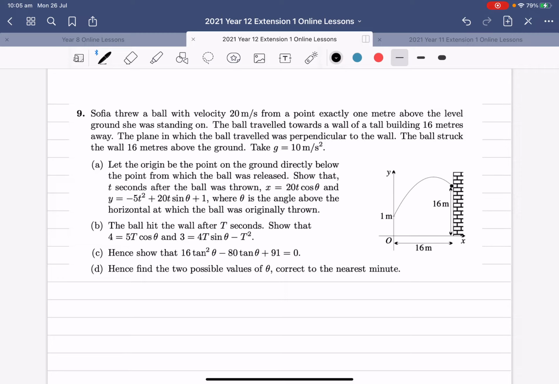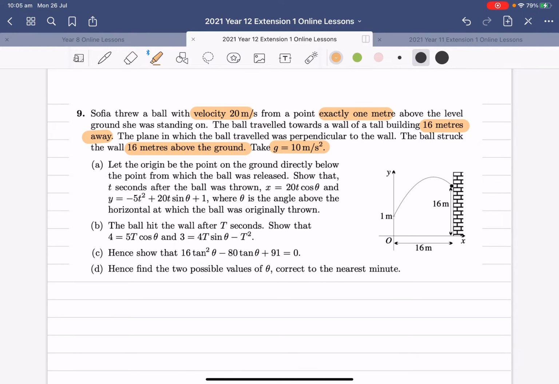All right, question 9. Sophia throws a ball with a velocity. Let's highlight the important information. Velocity, okay, that's the initial velocity. From a point that's exactly 1 meter above the ground, okay, that's important, where she was standing, the ball traveled towards a wall of a tall building that's 16 meters away. The plane in which the ball traveled was perpendicular to the wall. The ball struck the wall 16 meters above the ground. Take g equal to 10.